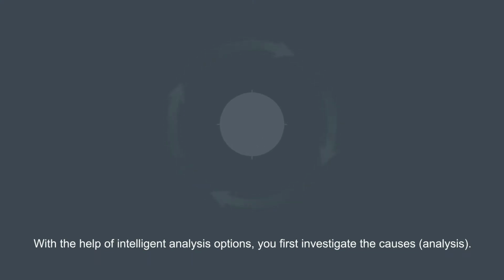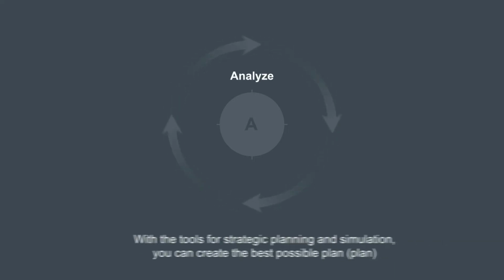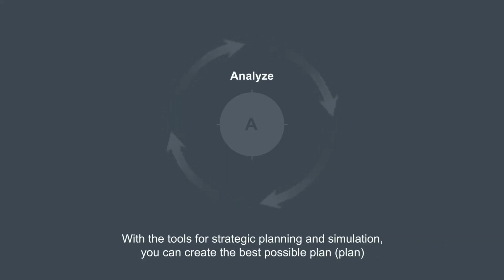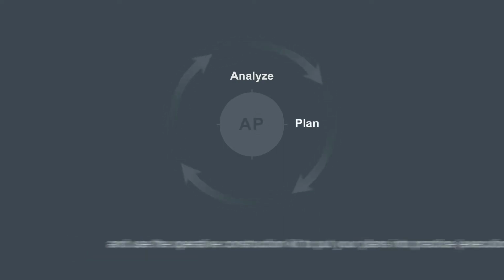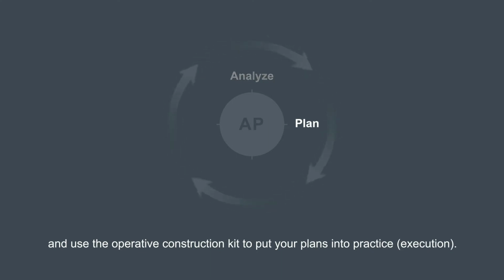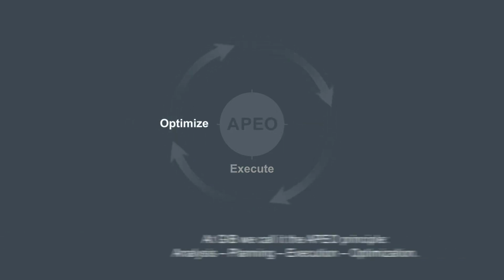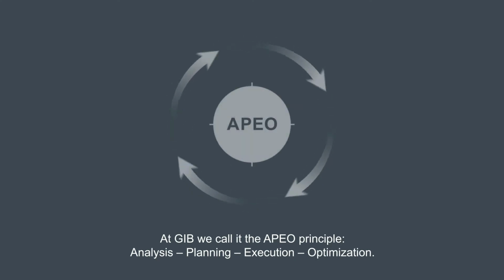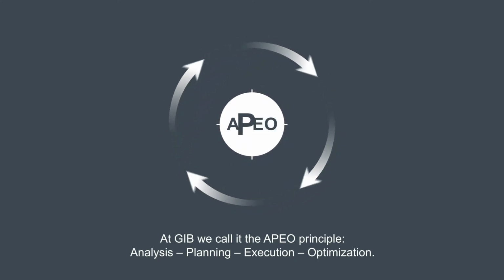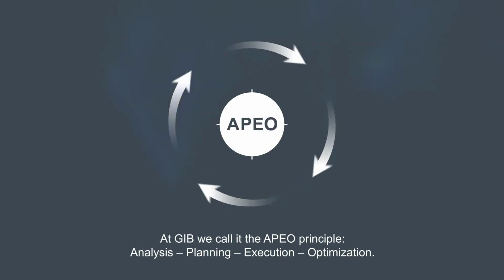With the help of intelligent analysis options, you first investigate the causes. Analysis. With the tools for strategic planning and simulation, you can create the best possible plan. And use the operative construction kit to put your plans into practice. Execution. Target actual comparisons and the adjustment of relevant parameters then support you in the improvement process. Optimization. At GIB, we call it the APEO principle: analysis, planning, execution, optimization.